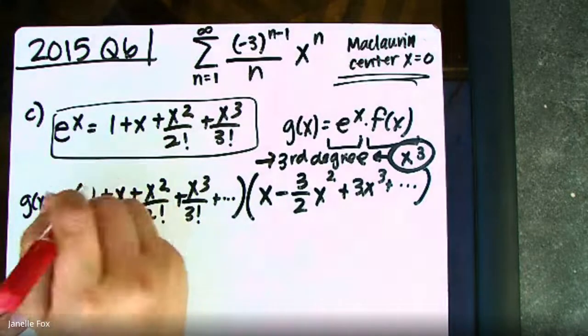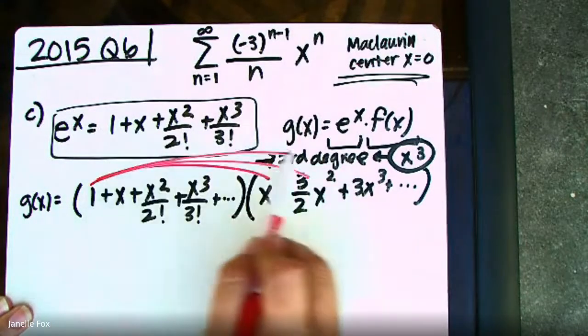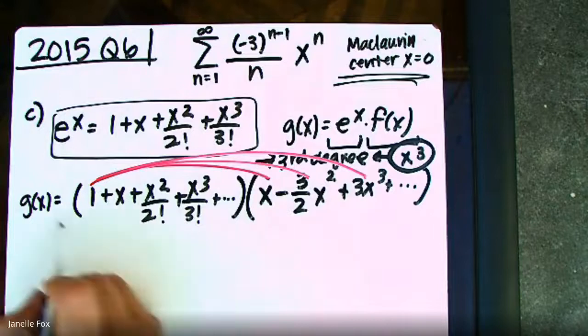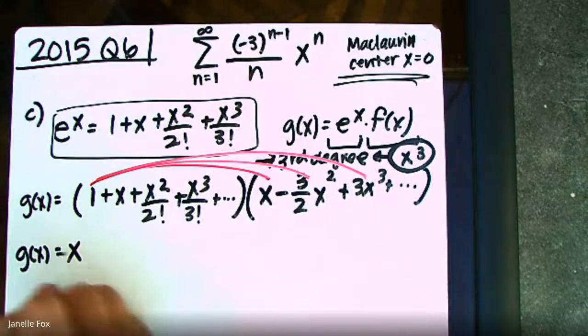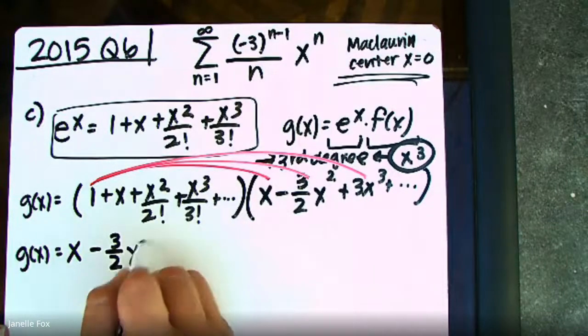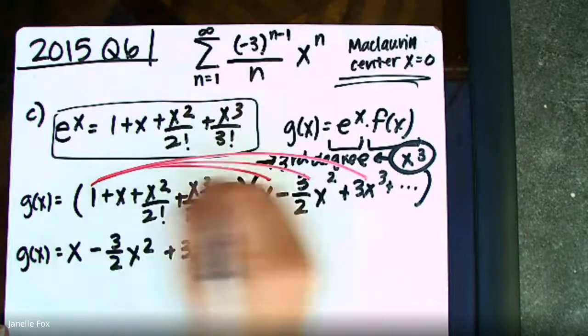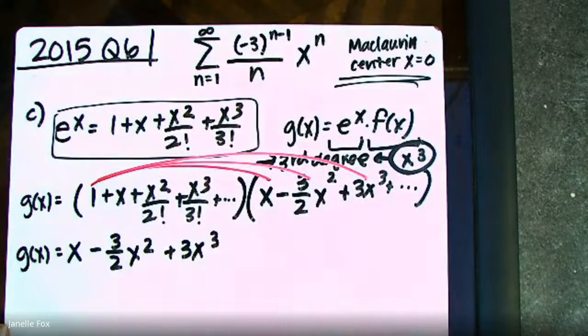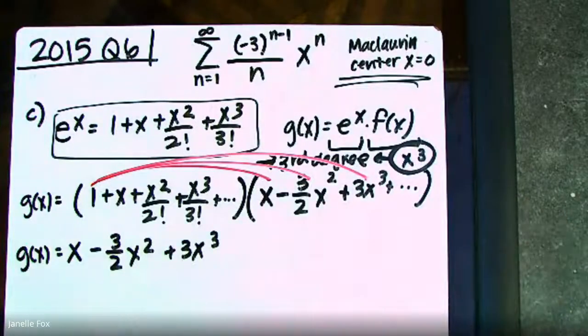So I'm just going to distribute. I'm going to take this 1 and distribute to all three of these terms. 1 times x is x. This is what g of x is equal to. 1 times the next term would be negative 3 halves x squared. The next term would be 3x cubed. Now I could go some more, but I don't have to because I get to stop at the x cubed. Good job, me.